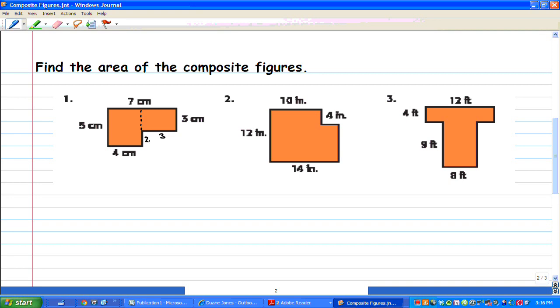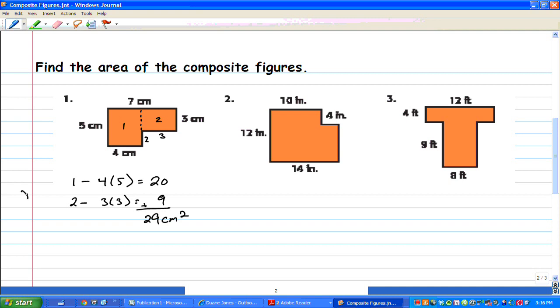So then what you do is say, if this is shape 1 and this is shape 2, the area of shape 1 is going to be 4 times 5, which is 20. The area of shape 2 is 3 times 3, which is 9. Add those two together and you get 29, the units centimeters squared.